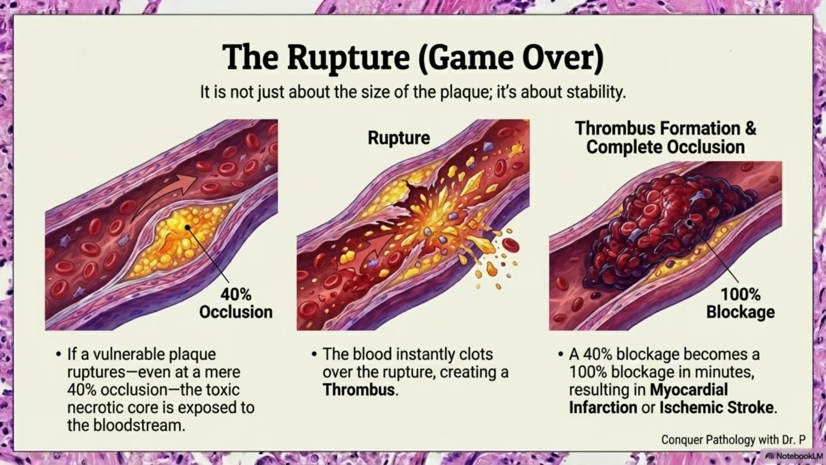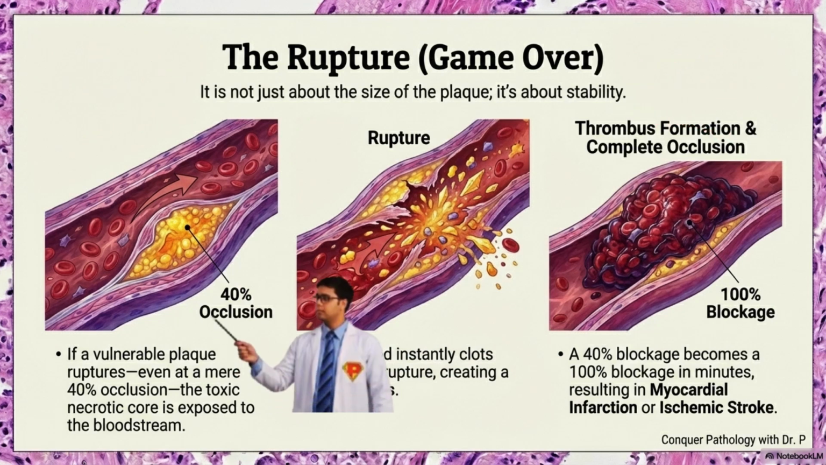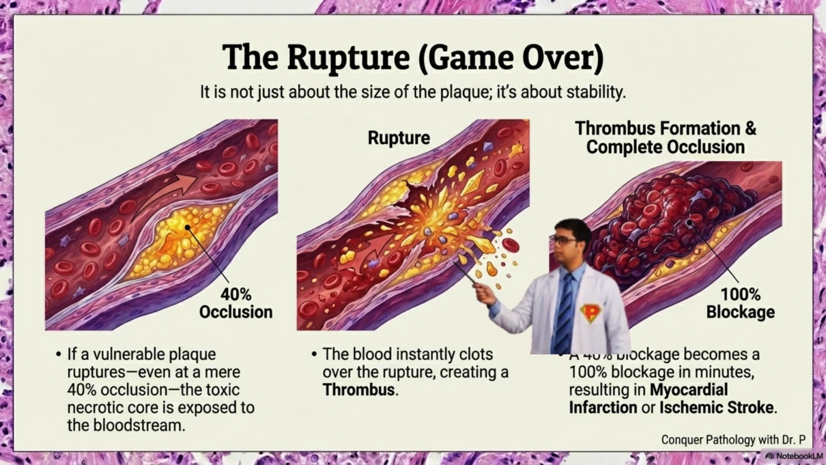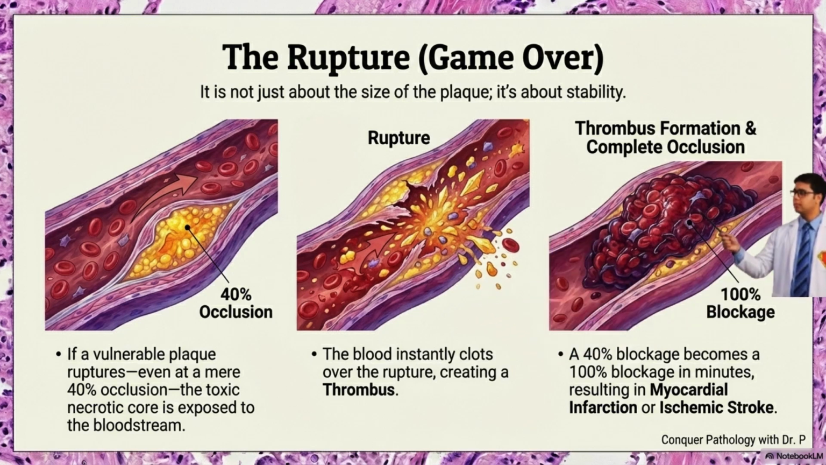Game over. As the slide says, it is not just about the size of the plaque. It's about stability. If a vulnerable plaque ruptures, even at a mere 40% occlusion, the toxic necrotic core is exposed to the bloodstream. The blood instantly clots over the rupture, creating a thrombus. That 40% blockage becomes a 100% blockage in minutes, resulting in a myocardial infarction or ischemic stroke.